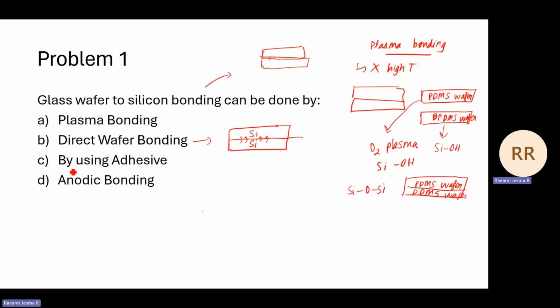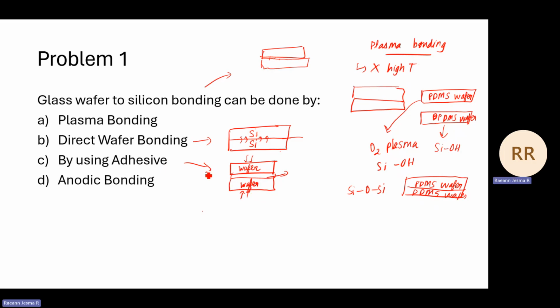In the third option, it is mentioned that we are using adhesive for bonding. So in this, generally what we'll do is, we'll have two wafers. We'll have some sort of adhesive material. This adhesive material can be either some sort of polymer, or it can be spin-on glass or photoresist. Then we'll have another wafer. So we'll apply suitable pressure and low temperature in order to bring about this bonding.